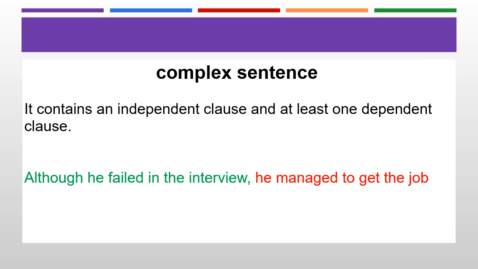In this sentence, the words written in green, although he failed in the interview, do not convey a complete idea and have a subordinator, although. That is why this is a subordinate clause. And the words written in red can stand alone as a meaningful sentence. That is why they form an independent clause.